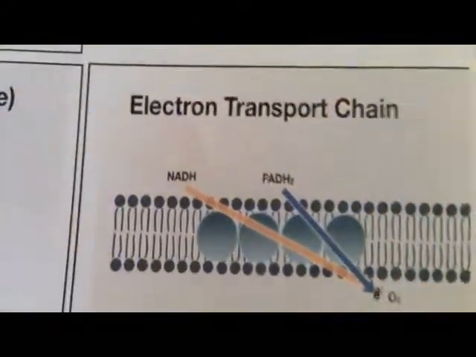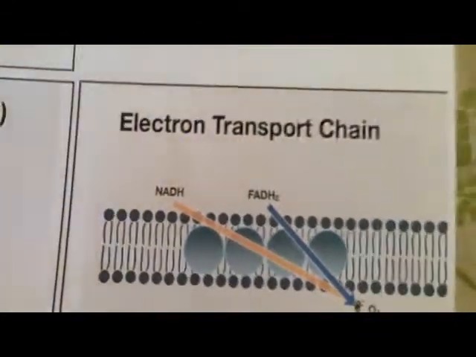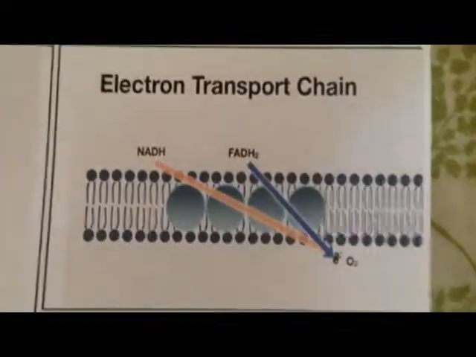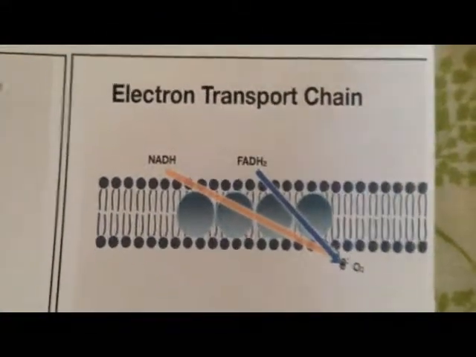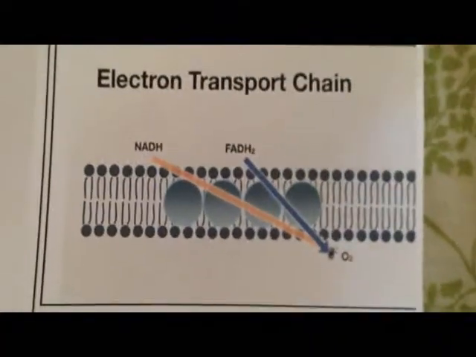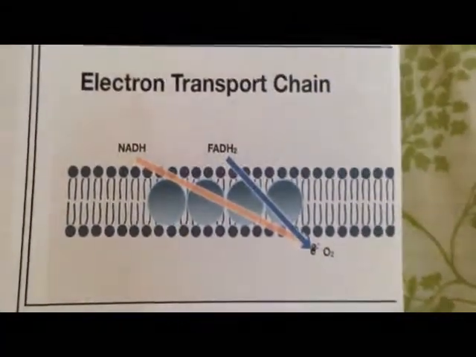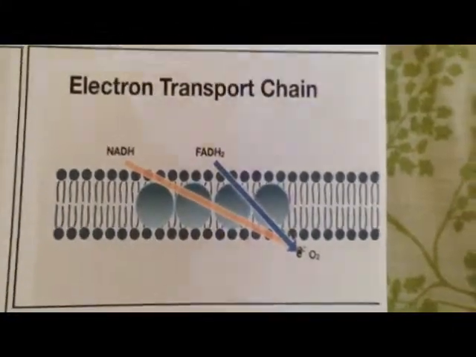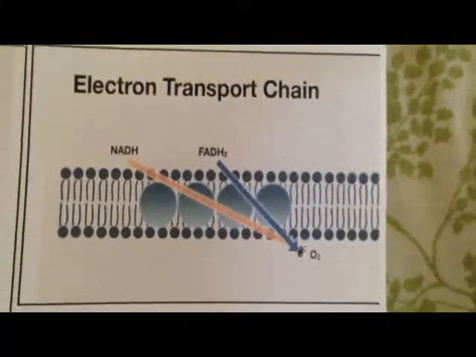The ETC produces 36 ATP molecules. Here's where we get most of our ATP for our body. But when oxygen is not present, a process called fermentation occurs. So fermentation is a process that follows glycolysis when oxygen is not present.